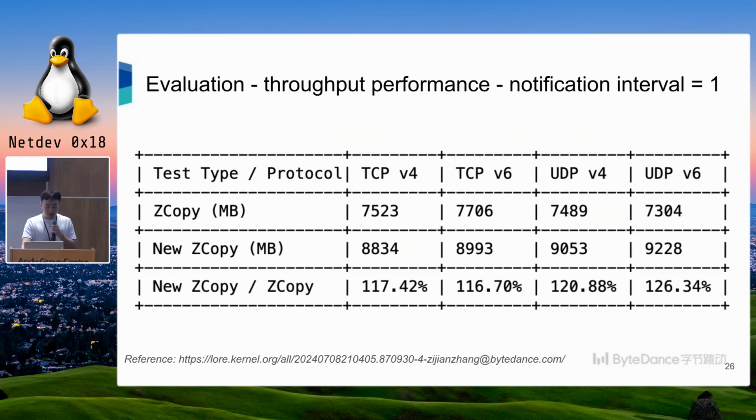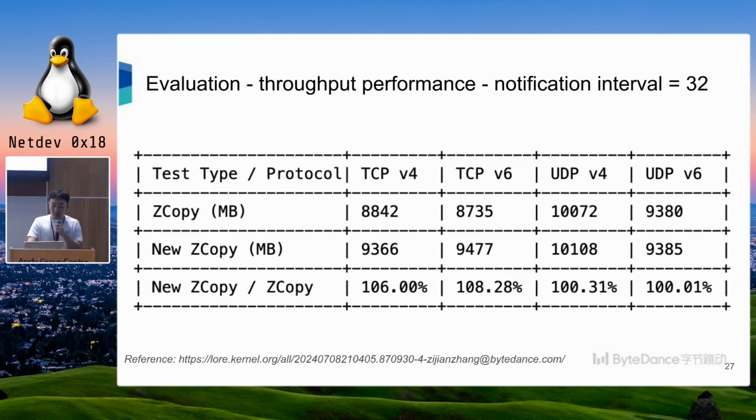So here's our result. When we set the notification interval to 1, which means after each sendmsg, the sending socket will try to get all of the remaining completions. In this case, in TCP, we have around 16% performance gain, and in UDP, we have around 20%.